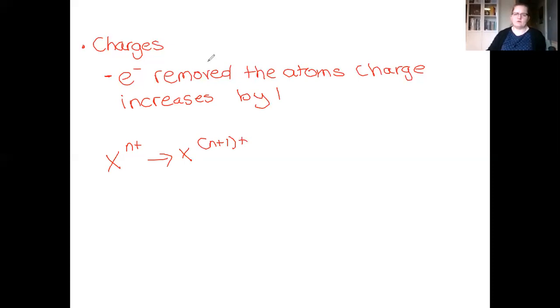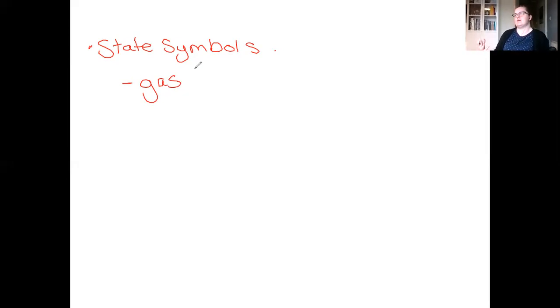We also have to include our state symbols. Ionization always occurs in the gaseous phase, therefore we will always include gaseous state symbols, apart from the electron. Because an electron is a subatomic particle, we don't apply a state to it. It will just remain the same. So we then get to the full equation that looks a little bit like this.